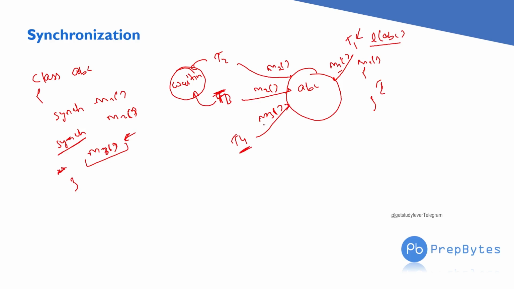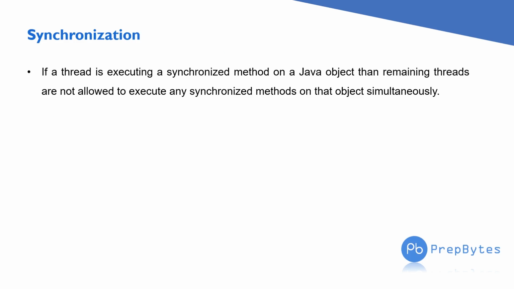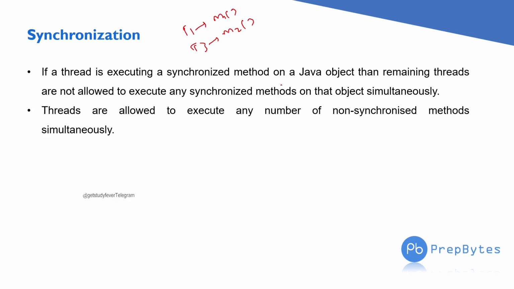Now I hope you understood how a synchronized method works. This was an example to explain how a synchronized method works. Next, we will see these points: if a thread is executing a synchronized method, for example T1 was executing the M1 method on a Java object, then the remaining threads are not allowed to execute any synchronized method. This is important. T1 is executing M1, but T3 was also blocked from executing M2. Because M1 and M2 both were synchronized, no thread is allowed to execute any synchronized method on that object simultaneously. Threads are allowed to execute any number of non-synchronized methods.